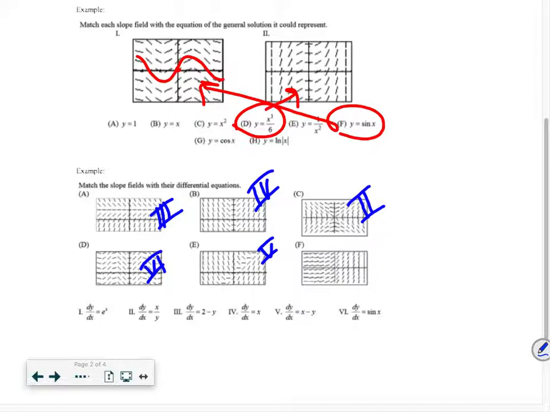F. What made you pick it? Well, what's the only one left? And why'd you pick it? Because at 0 it's 1. Okay. Also, what's the derivative of e to the x? Yes! Right? It's going to look the same whether it is the derivative or not. Okay?